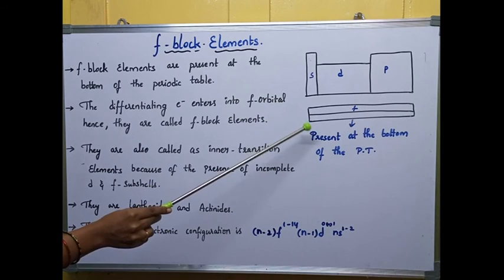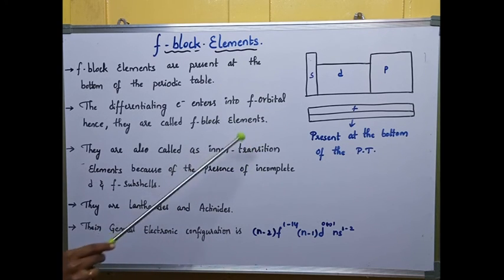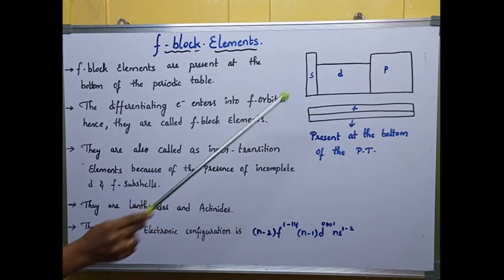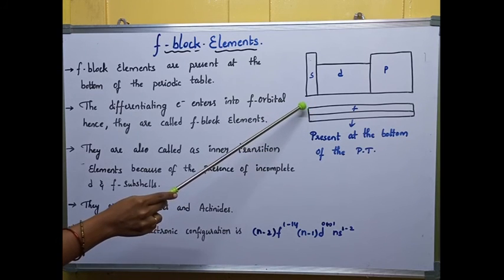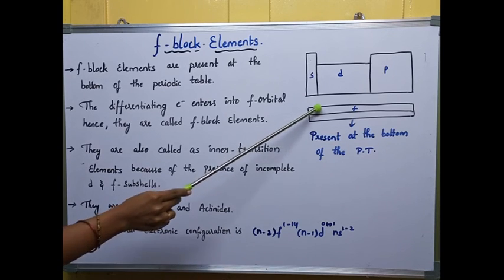So next we'll discuss the electronic configuration. In their electronic configuration, you can observe the incomplete D and F subshells. Already we have discussed that incomplete shells come under transition elements, and not only the incomplete D subshell, the F subshell is also present in these elements. That is the reason we call them inner transition elements, and they are two series mainly. One is lanthanides and another one is actinides. Lanthanides actually start from cerium to lutetium, but the starting element is lanthanum. That is the reason we call them lanthanides.